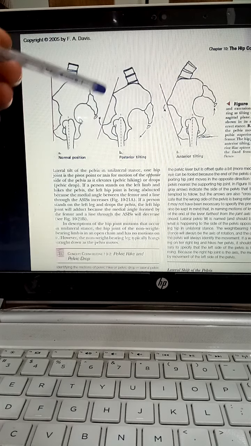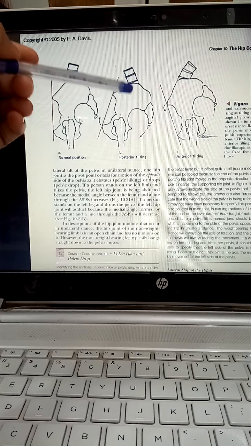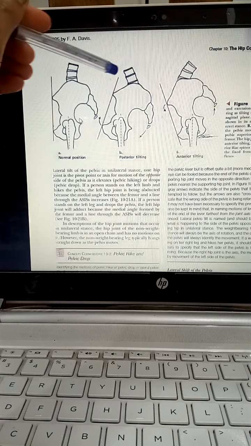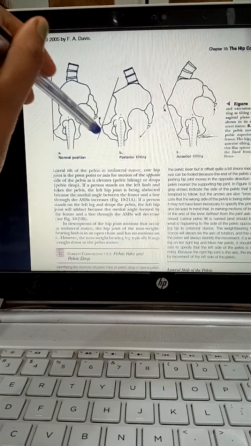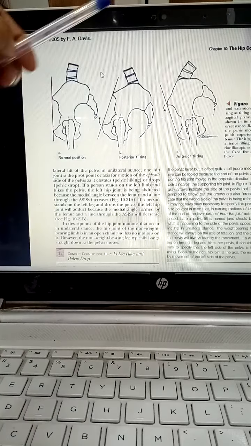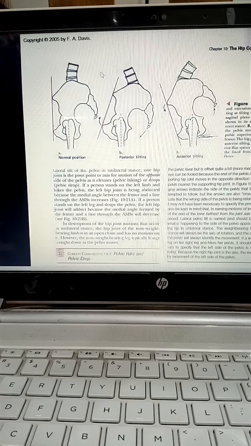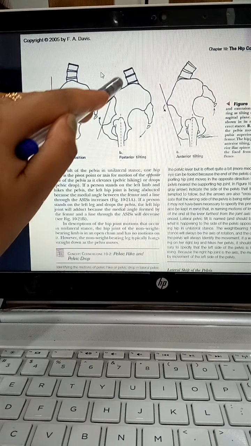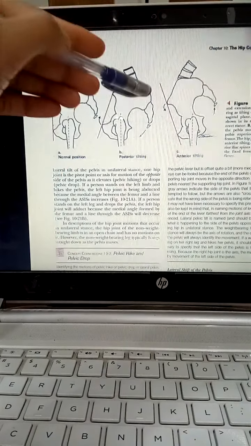So in posterior tilting, what happened? The pelvis will tilt posteriorly. If the pelvis tilts posteriorly, what changes will occur? The symphysis pubis will move upward, as you can see. The ASIS will move superiorly and posteriorly, and the sacrum is moving towards the femur. It is coming closer or near to the femur. So this is posterior tilt.